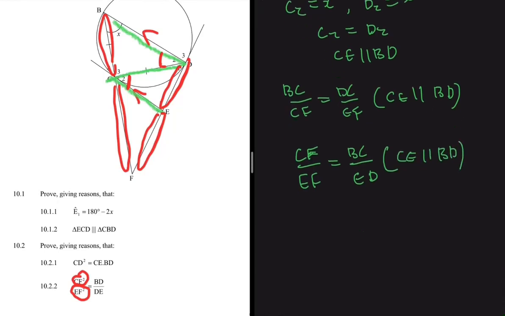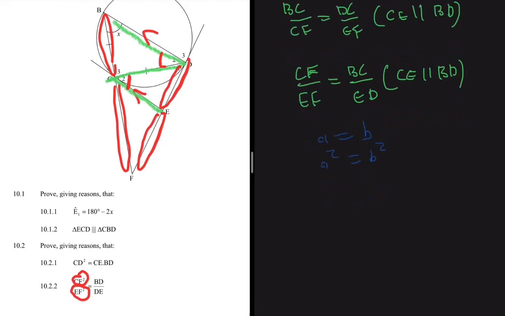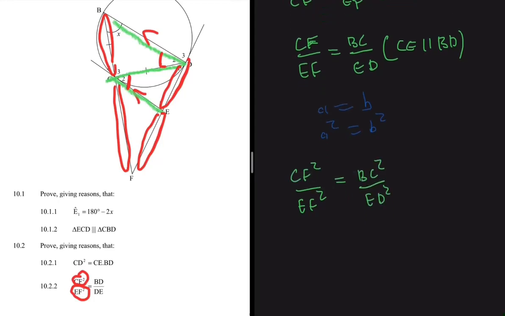So now we have CF squared and EF squared. We know fully well from grade 3 that if A is equal to B, then A squared should be equal to B squared, right? No questions asked. The other way around is not necessarily true, but if A is equal to B, then A squared should be equal to B squared. So we can say CF squared divided by EF squared is equal to BC squared divided by ED squared, right? And then that's it. We're still not quite there. What else are we missing?